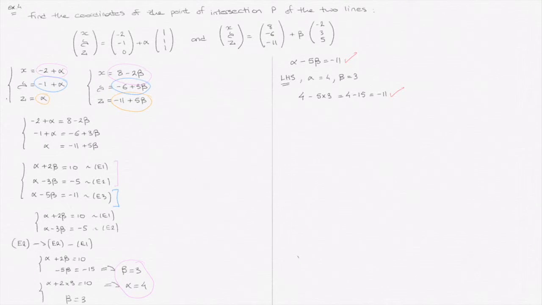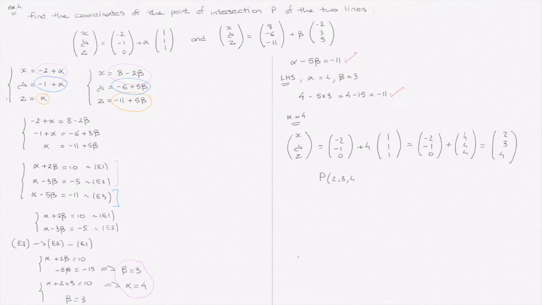To find the coordinates of the point of intersection, all we need to do is either replace alpha by 4 in the first line equation, or beta by 3 in the second line equation. We'll go ahead and use alpha equals 4 inside the first line equation. Doing that, we find (x, y, z) would equal (-2, -1, 0) plus 4 times (1, 1, 1). That's (-2, -1, 0) plus (4, 4, 4). And we find the position vector (2, 3, 4). So the coordinates of the point P, the point of intersection of these two lines, would be P with coordinates (2, 3, 4).